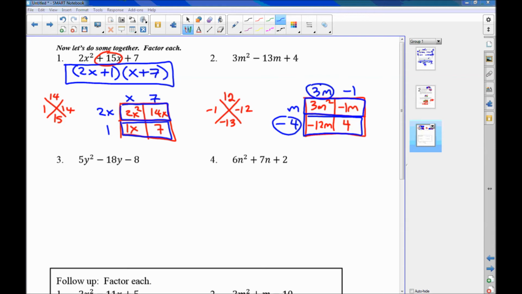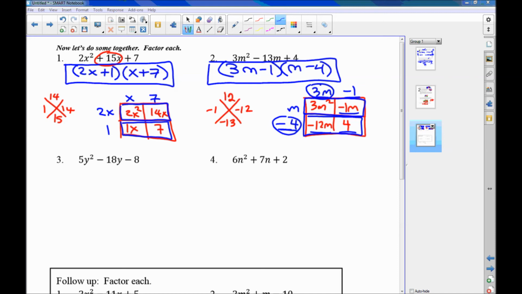So that's what I meant on the other page when I said always double check and make sure all the entries multiply to what you want. So m times 3m is 3m squared. M times negative 1 makes negative 1m. Negative 4 times 3m makes negative 12m. And negative 4 times negative 1 makes positive 4. So this one's going to factor into 3m minus 1 and m minus 4. Now remember, the part that I'm squaring here is the only part that is important. That's just your answer. The rest is just scratch work to help us factor it.